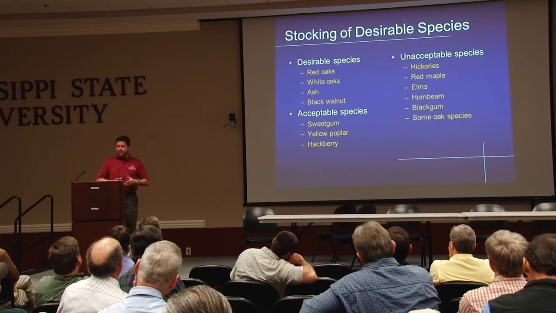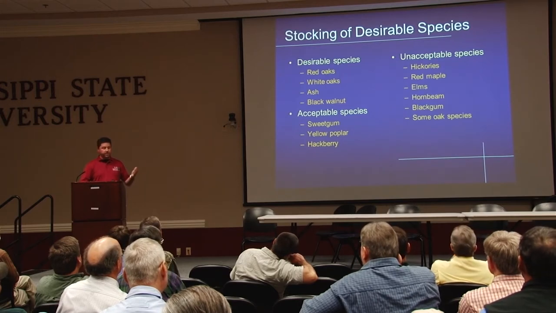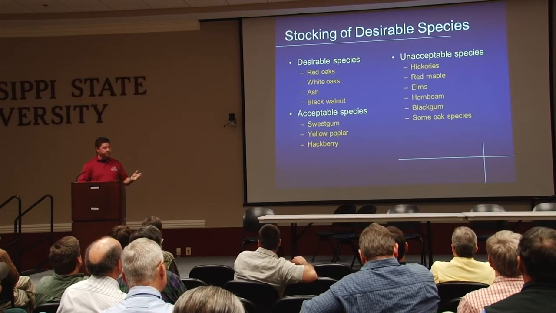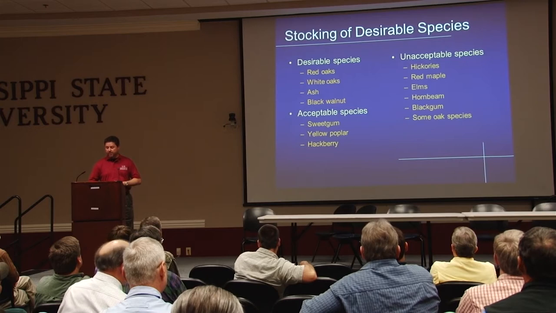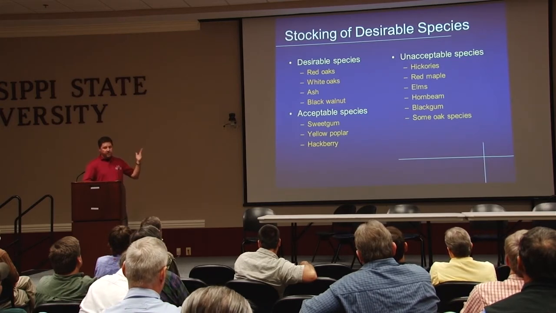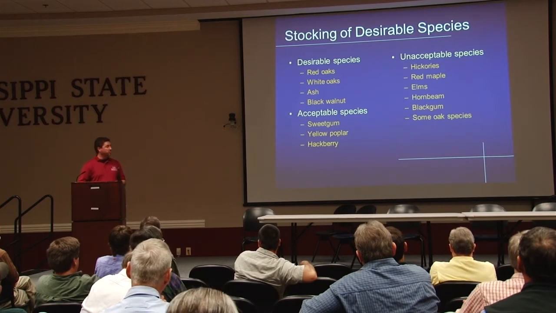Desirable species, we've seen this in all the previous talks so far, and the model uses this as well, where we use red oaks, white oaks, ash, the things that are going to give us the saw timber categories. Acceptable species would be sweet gum, yellow poplar, hackberry, sugarberry. And then, of course, our unacceptable species would be red maple, elms, basically the trees that are more ephemeral and are not going to give us a saw timber product.